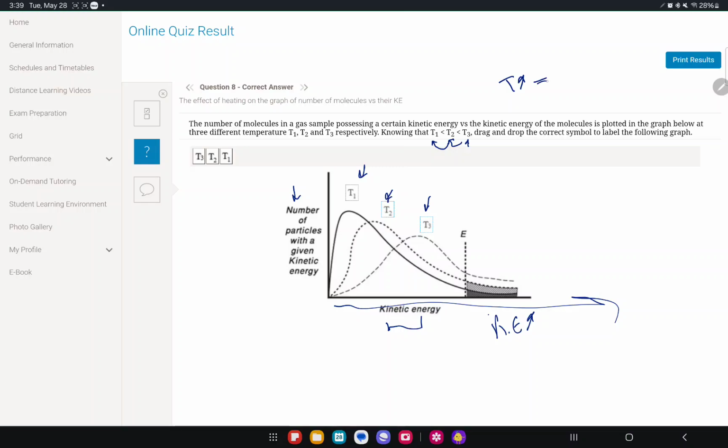When temperature increases, then kinetic energy increases. So the highest temperature will be at the highest point of kinetic energy. And here, since it's the most on the right, this is the highest kinetic energy. So that means it will be the highest temperature. Same thing with 2. It's in the middle. So which one's in the middle? This one. And here, it's the least, so you just take the least.